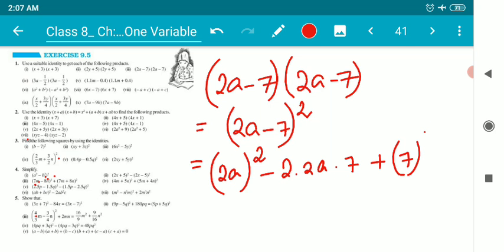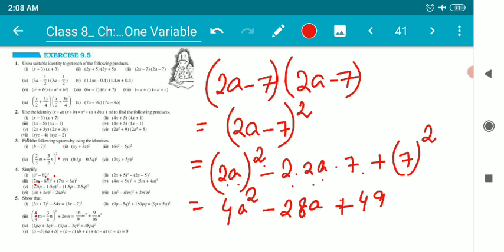Here a means 2a and b means 7. So (2a) whole square means the square is applied on both 2 and a. So 2 square means 4, and a is just written with square, minus 2 into 2a into 7, which is 4 sevens are 28a, plus, because numbers and numbers will be multiplied, and 7 square means 49. So this is how we have to write the answer.